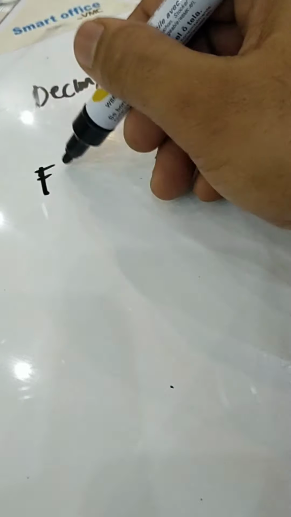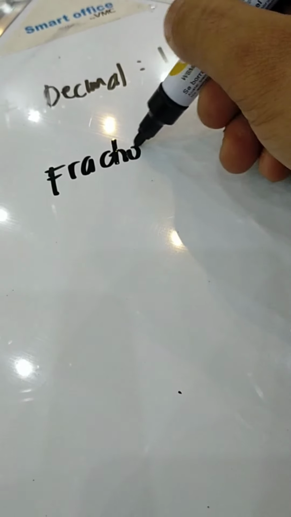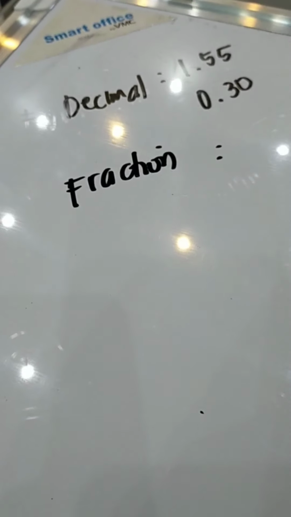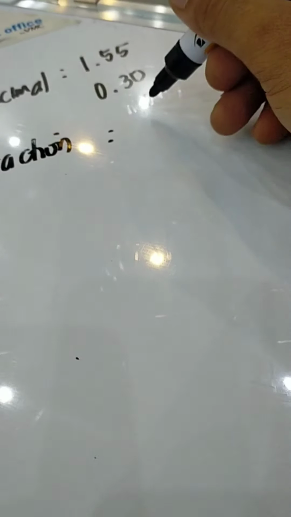Alam natin na ang decimal is represented with a dot. For example, we have 1.55, or another example is 0.30. Okay, so next is the fraction. Fraction is denoted or represented with a bar.